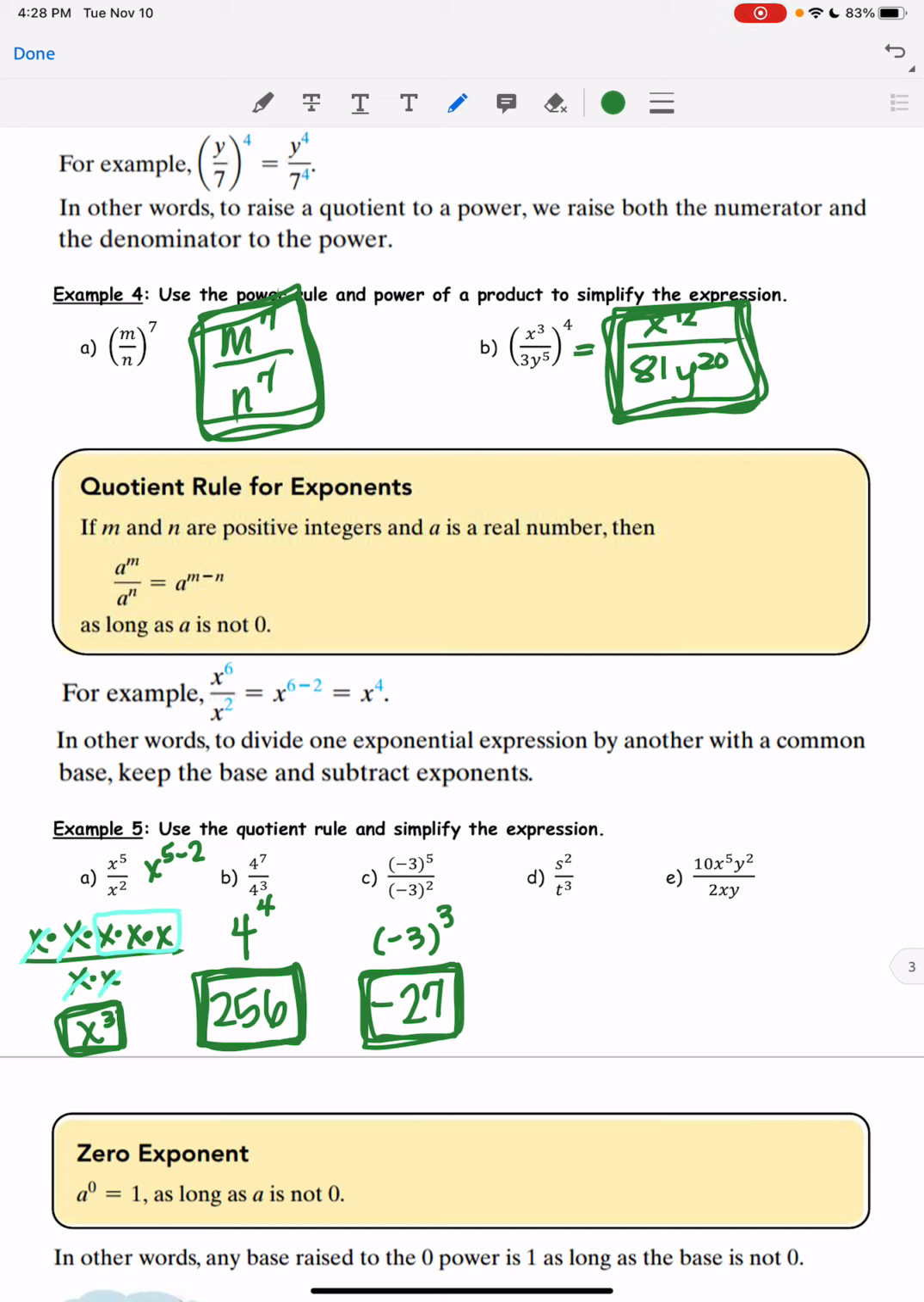Okay, on D, what do you notice here? Those bases are not the same. If those bases aren't the same, we can't simplify anymore. So this here is fully simplified. I don't know if I spelled that right, but fully simplified.